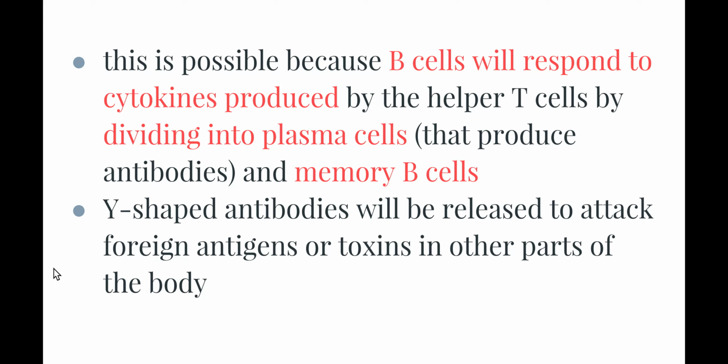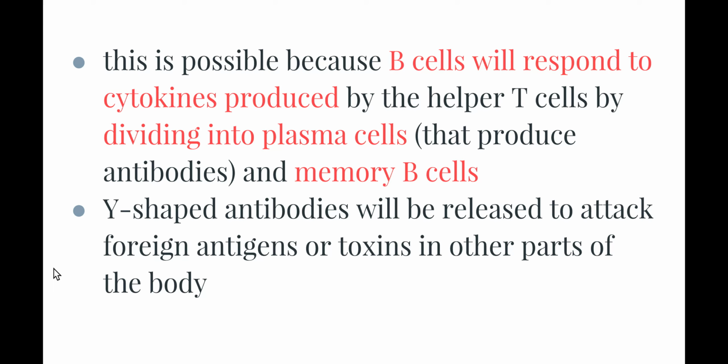This is possible because the B cells will respond to cytokines, which are chemicals produced by the helper T cells, and divide into plasma cells. So it's these plasma cells that produce antibodies, and the B cells will also divide into memory B cells. The memory B cells stay in our immune system, and they're used to fight future infections.